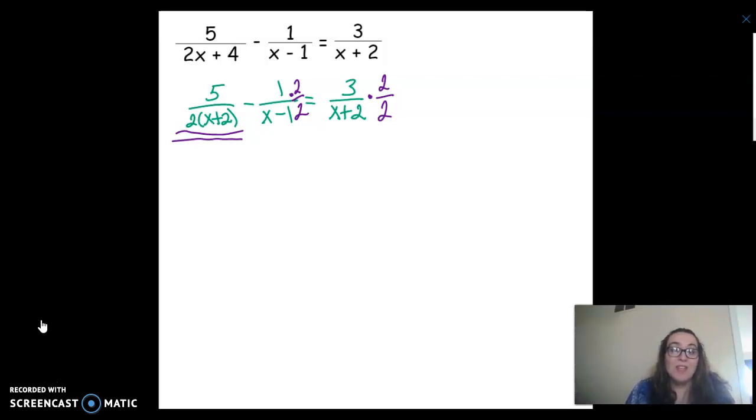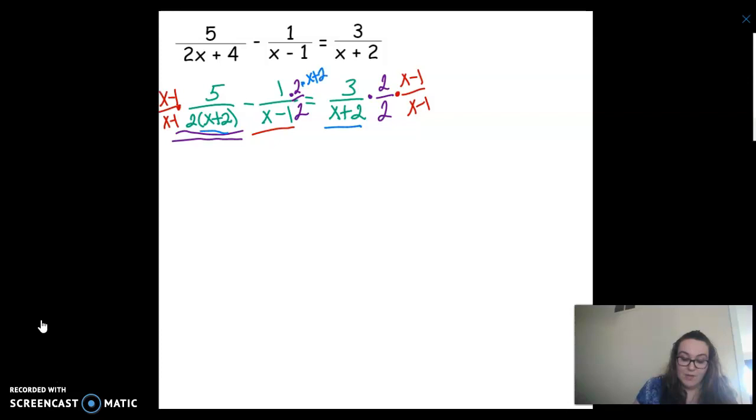Again, I want them all to be the same, so some of you may have noticed that this middle one has that x minus 1, but neither of the other two have the x minus 1. And finally, that middle one here is missing the x plus 2 that both of those other ones have. So a lot of multiplying happening here.